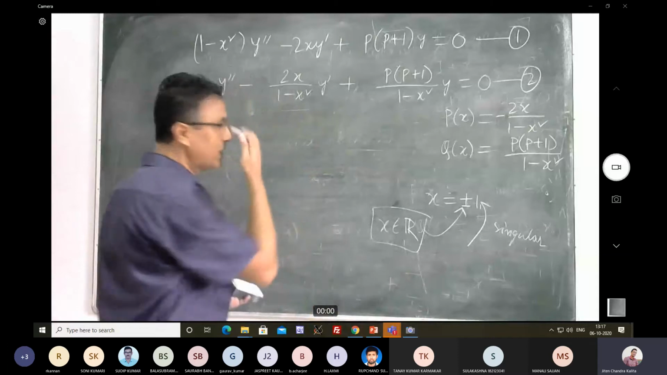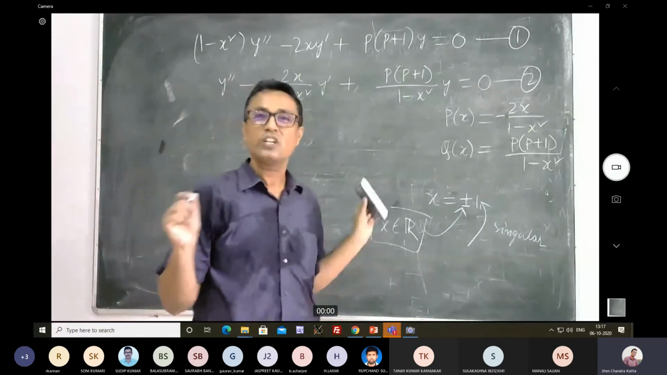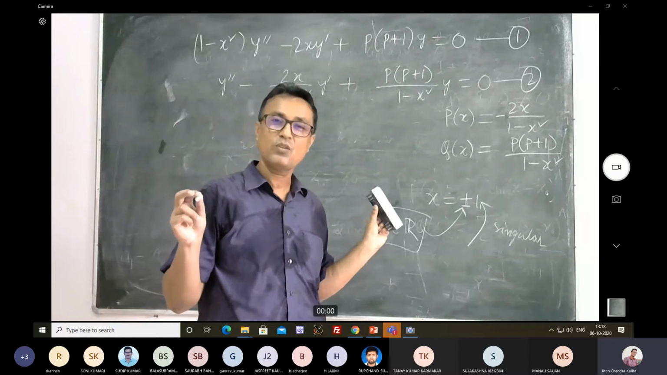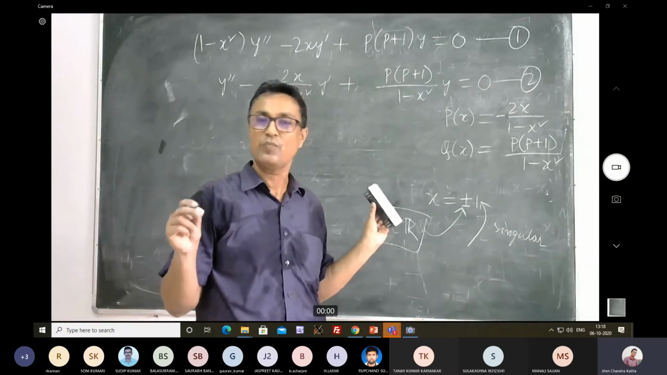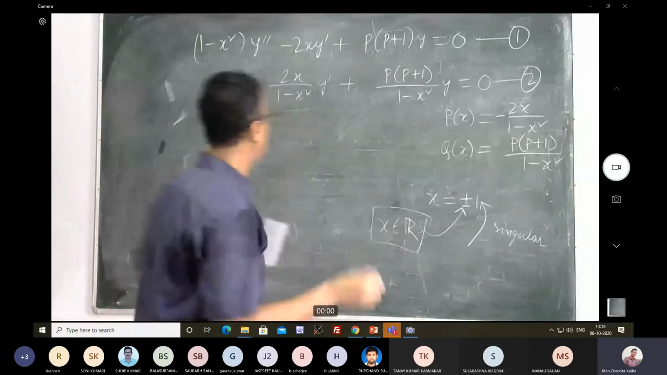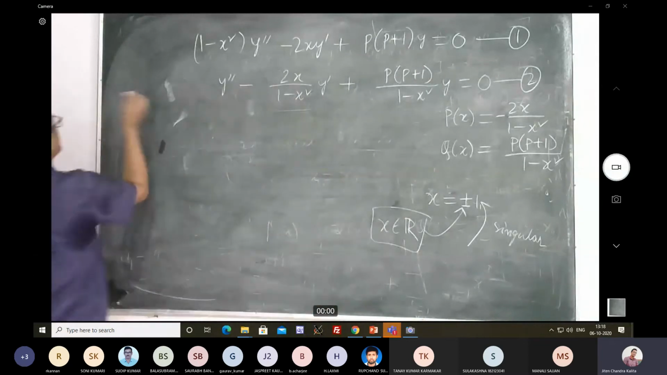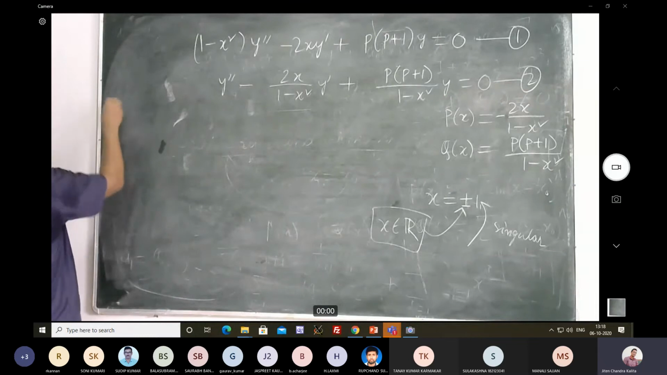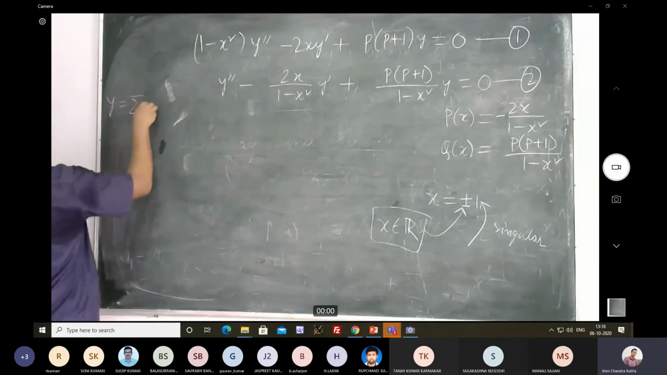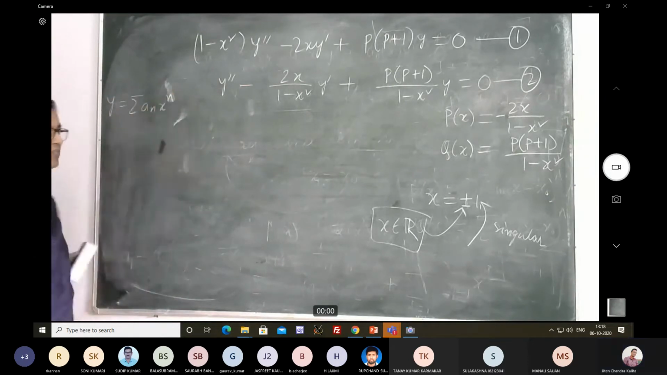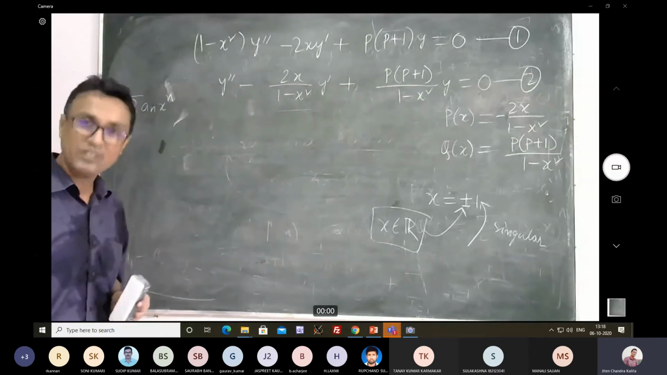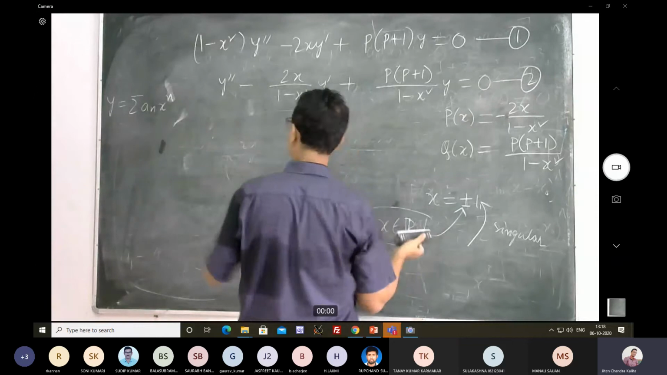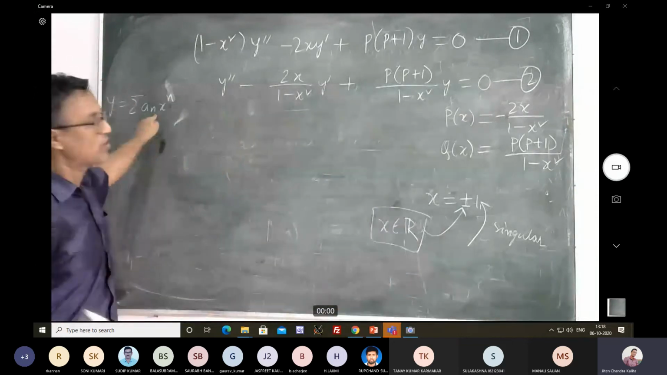So now, obviously, x equal to 0 is an ordinary point here, right? Because p(x) and q(x) are analytic about x equal to 0. Fine. So that is why I am seeking, although it is still a strong hunch that I have to prove, a solution of this form. I am going to substitute it in 1 or 2.